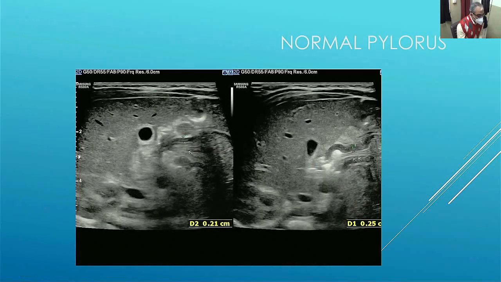So here you see pylorus seen by a high frequency probe. This is a closed pylorus, and this is an open pylorus. You can see the thickness is less than 2 millimeters, as this is a pylorus in the case of a child.